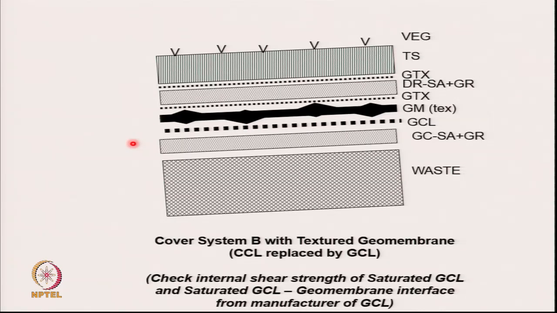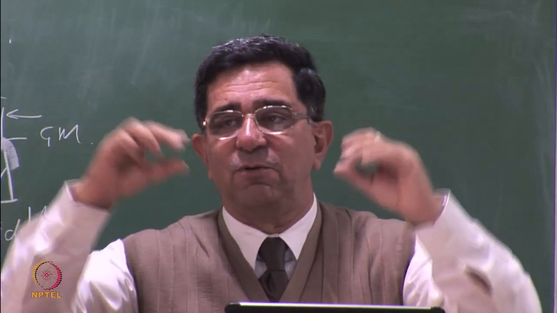And something else. In some of the covers or in some of the liner systems, we replace the compacted clay with geosynthetic clay liner. You remember we talked about the geosynthetic clay liner in which bentonite is there between two geotextiles.